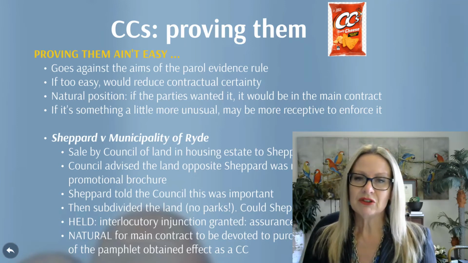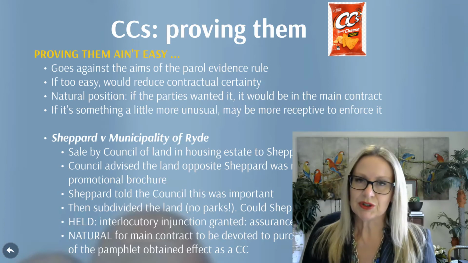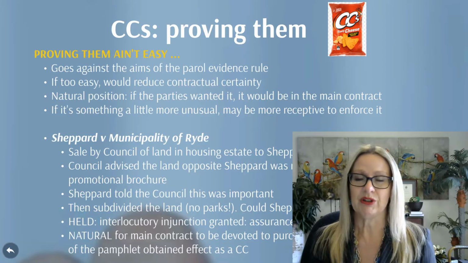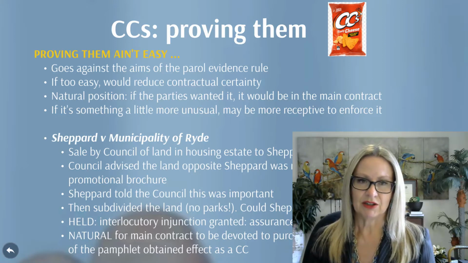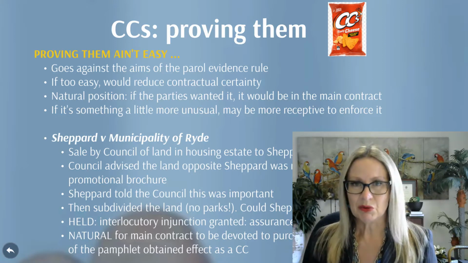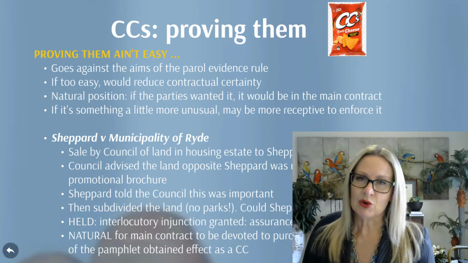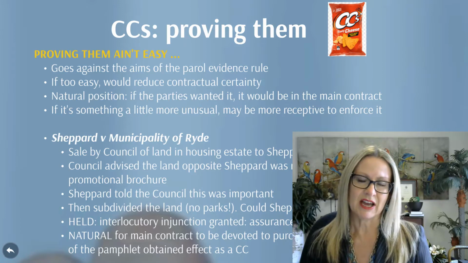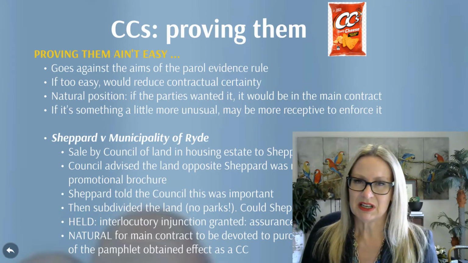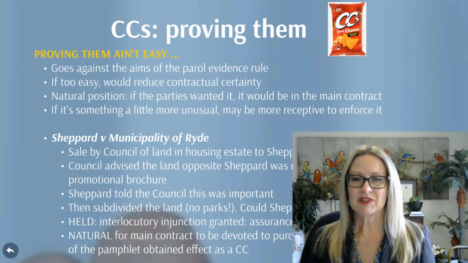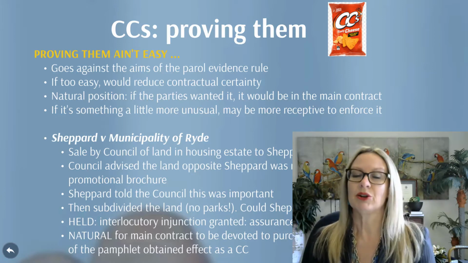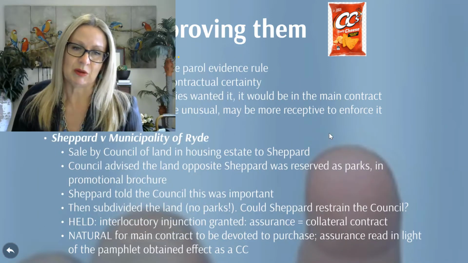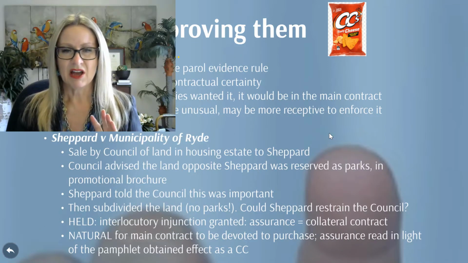And so, generally speaking, if there is a written agreement between the parties, then terms will be expected to be in the body of that main agreement. If the parties wanted it, it would be there. However, courts might be a little more receptive to arguments of a collateral contract if it relates to something a little out of the ordinary, something that might not have formed part of the main body of terms in the written agreement. And here's where we get the Shepherd and Municipality of Ryde case.